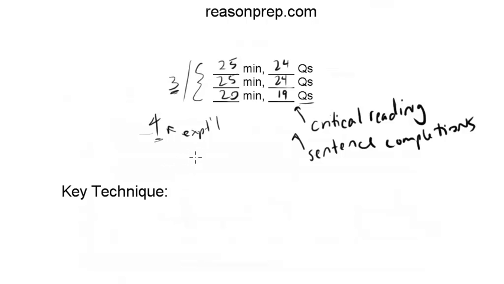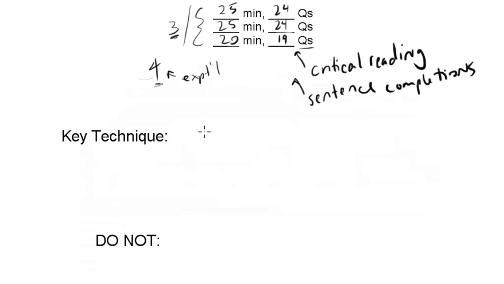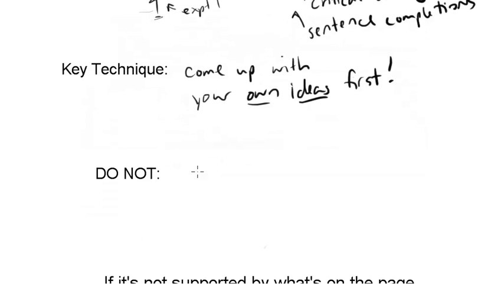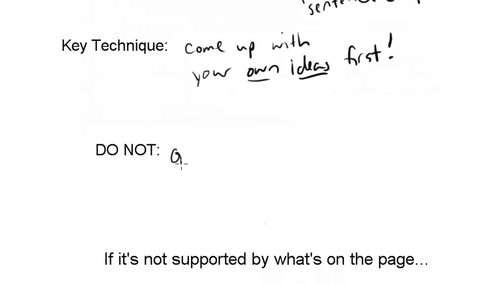So let's talk now about the key technique that I believe runs through the entire critical reading section, whether you're talking about the passage-based reading, whether you're talking about the sentence completions. The key technique is the same, and that technique is come up with your own ideas first. And by own ideas, I mean your own ideas for the answer to the question that you're doing. What you don't want to do is go right to the choices.